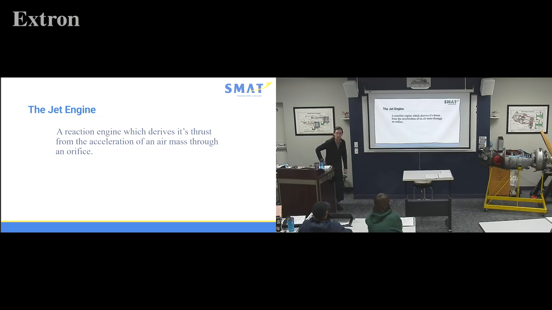A definition of a jet engine: a reaction engine. So what does that mean? Newton's law, equal and opposite reaction, which derives its thrust from the acceleration of an air mass through an orifice, or the hole space opening, of the engine. Now here's something you need to be familiar with, because some of these we're not going to go into any more depth.